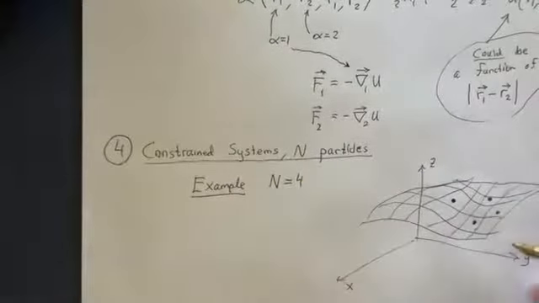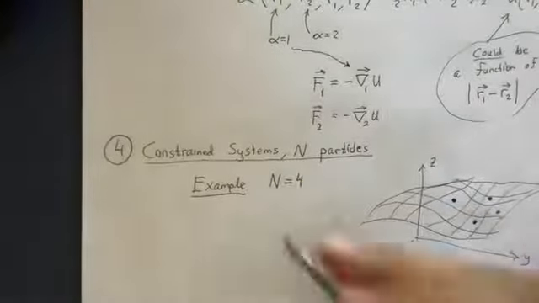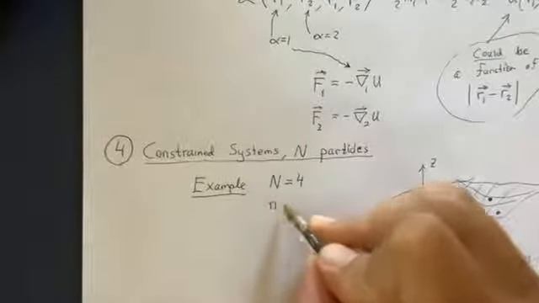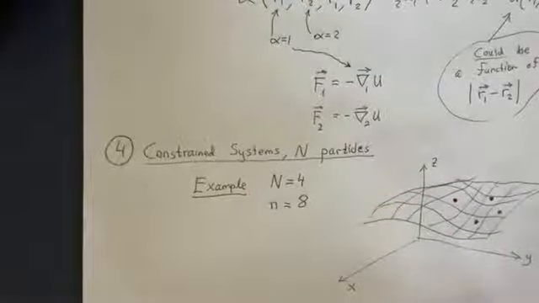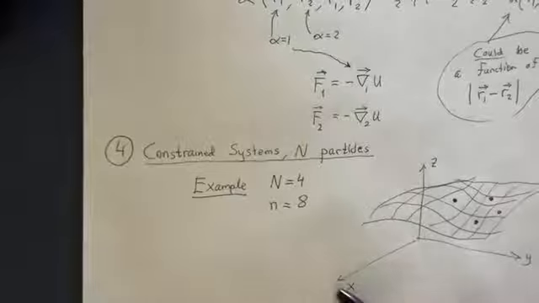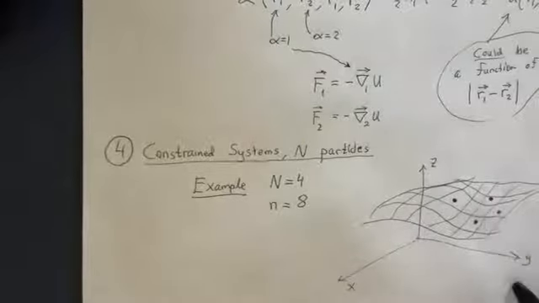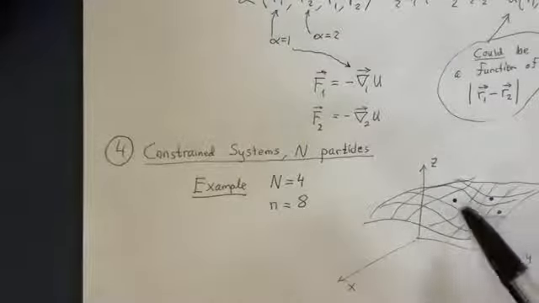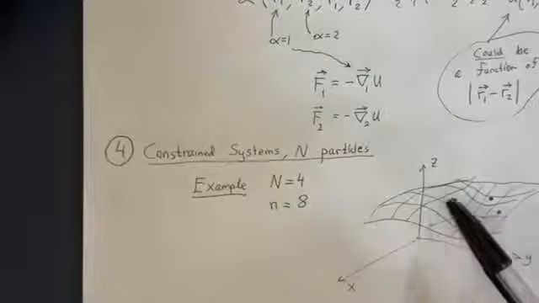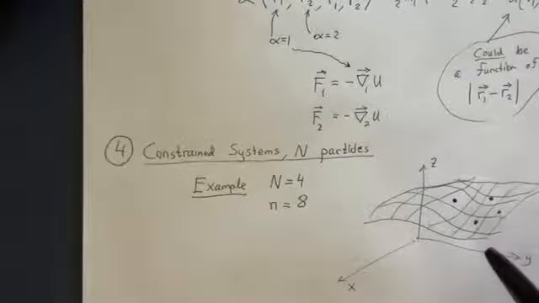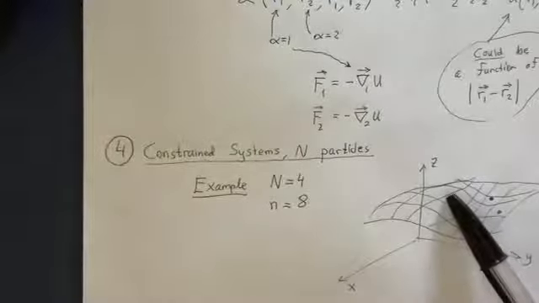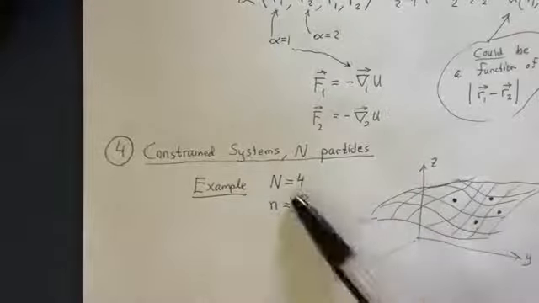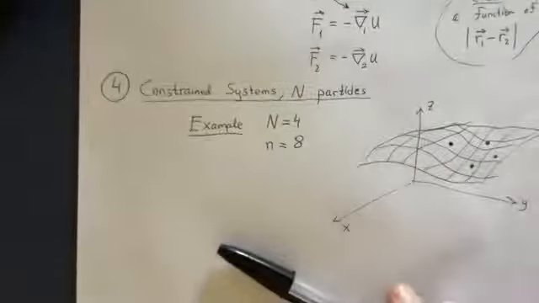How many generalized coordinates do we have? Eight. All right. Because it's a surface of constraint. We're in a three-dimensional space, right? The dimensionality of the space is three. Three-dimensional physical space. So each one of these particles has three spatial coordinates. But because it resides on a two-dimensional surface, only two generalized coordinates are necessary to specify the location of a particle.